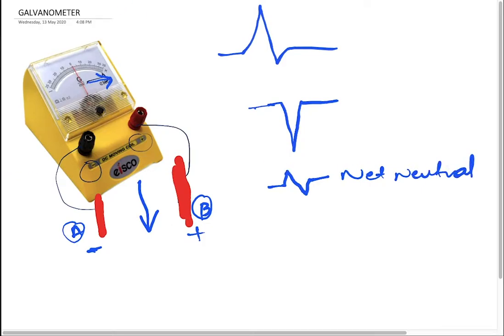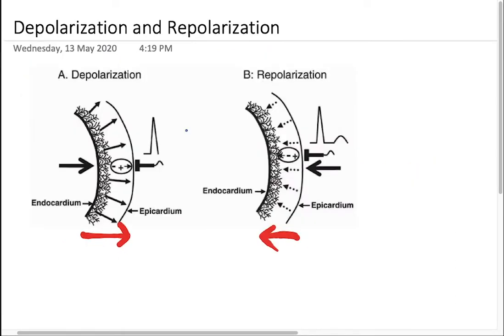Suppose it's moving towards positive, but it's not parallel to it. Let's say diagonal, call it diagonal. So you'll have a positive deflection, but not much, a smaller amplitude of positive deflection. Okay, next we'll talk about what is depolarization and repolarization.